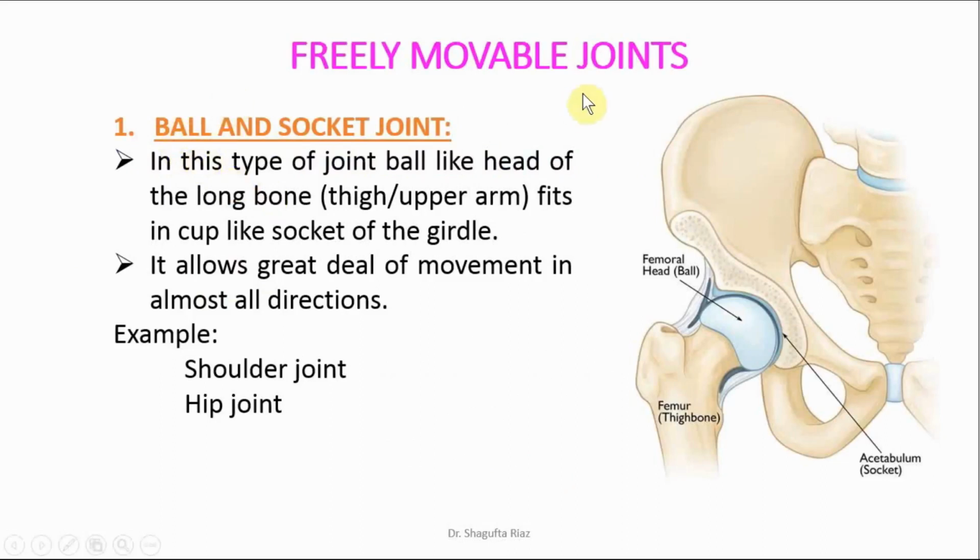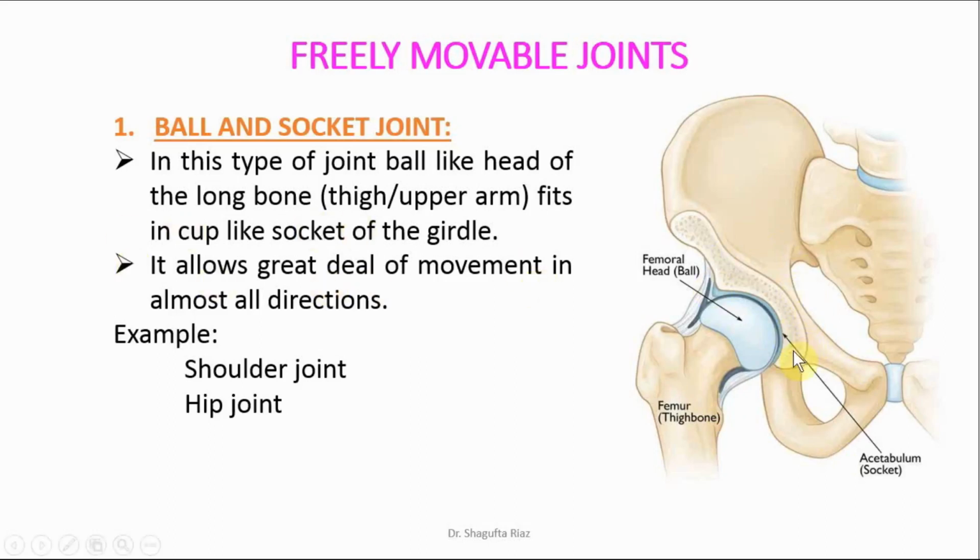We will discuss freely movable joints with the help of examples. The first example of a freely movable joint is the ball and socket joint. In this joint, the head of the longer bone, that could be the thigh bone, femur, or the humerus, your upper arm bone, has a head just like a ball, and it fits in the socket or cup-like structure of the girdle. In hip joint, it will be the pelvic girdle, and in shoulder joint, it would be the pectoral girdle, right?